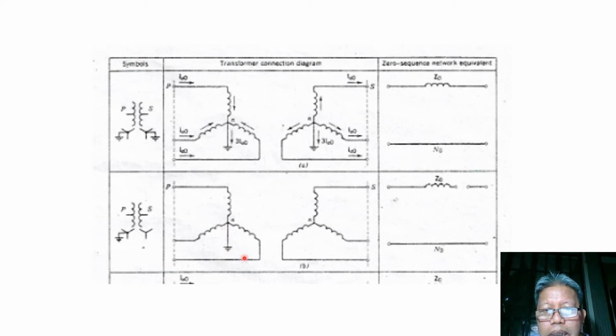Now we look at another connection, YY connection of the windings, but only the primary is grounded. The secondary is not grounded. So what happens? In the primary, the same as what we have here, zero sequence currents can flow, and from the neutral, the zero sequence current here will be 3I_A0 going to the ground. But this current going to the ground cannot enter the secondary winding because there is no connection of the neutral to the ground. So the zero sequence current here cannot flow in the secondary winding.